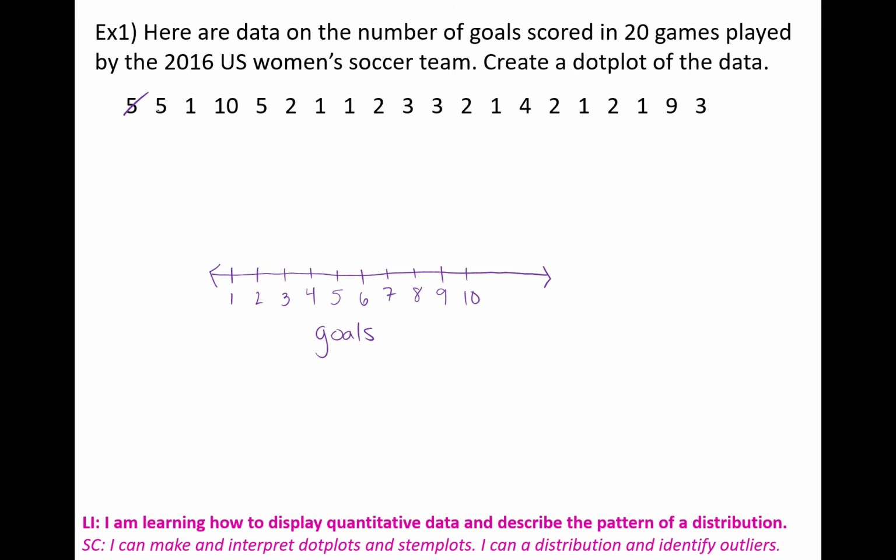So I have a 5 and then a 5. So I'm going to put a dot above the 5, and then I'm going to put another dot above that. So that represents my two 5s. Then I go over to the 1, put a dot at 1, a dot at 10. And you want your dots to be roughly the same size and even the same distance when I stack them here. I want them to be roughly equal.